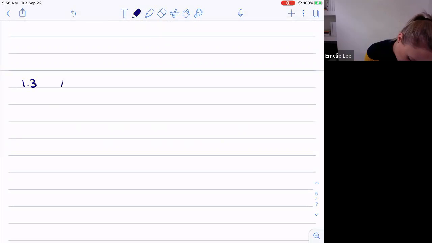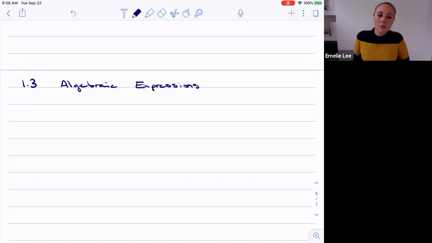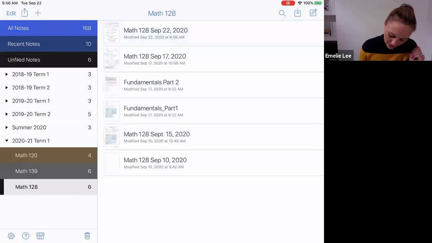So 1.3 is on algebraic expressions. We'll start by talking about polynomials. Later on, we'll talk more about polynomials, but for now, we just want to talk about their general layout. And you might remember polynomials from high school or some other math course. They're very common. So let's start.